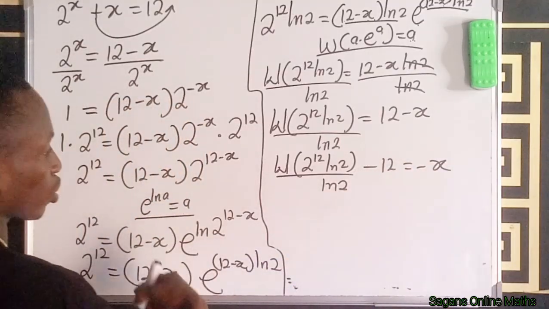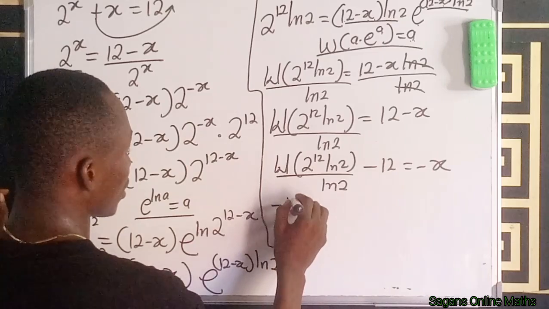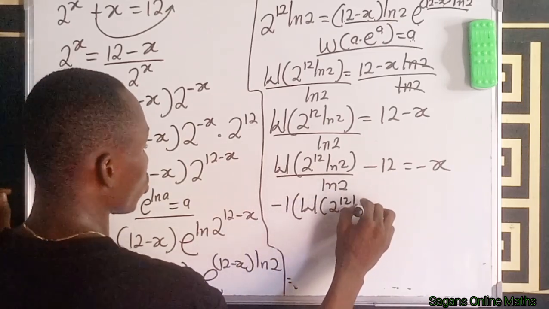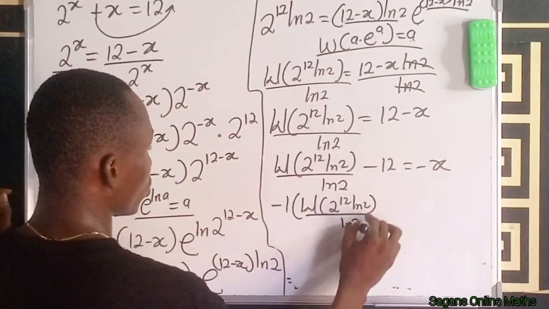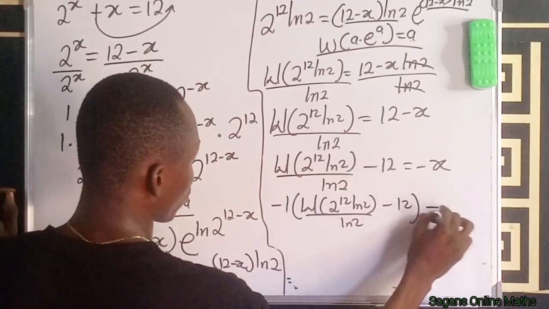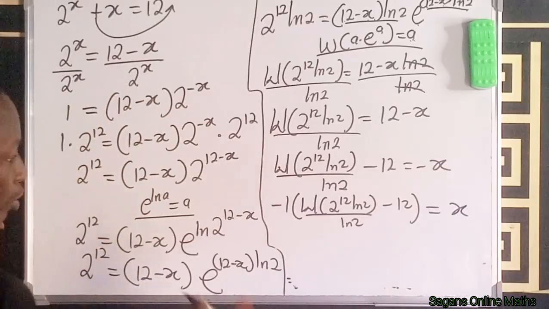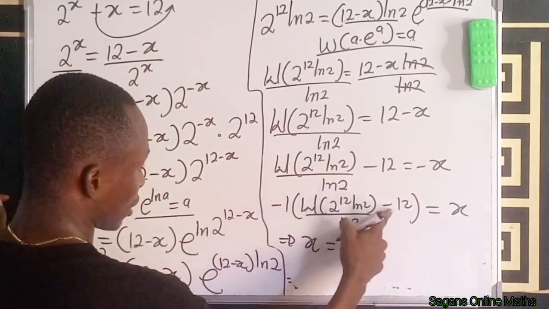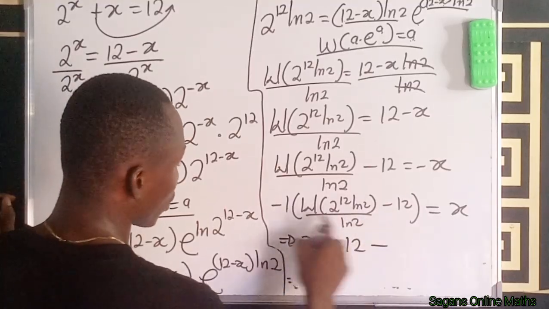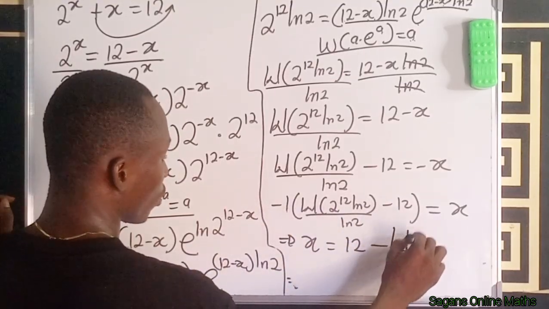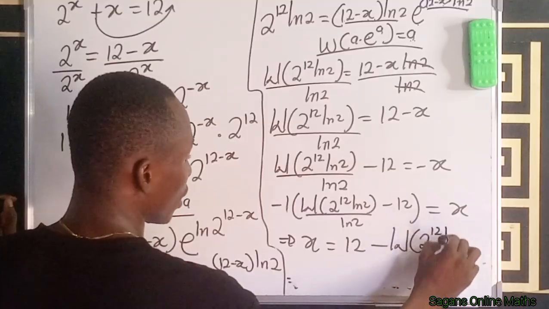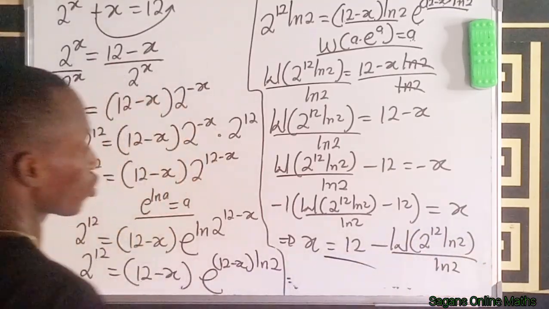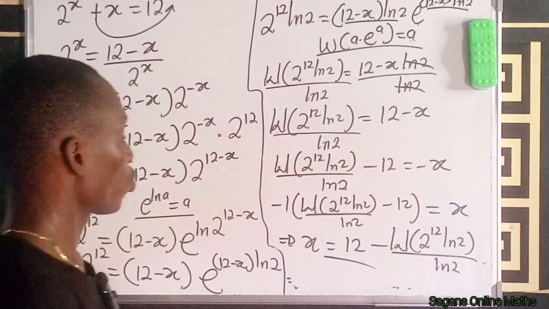So multiply both sides by minus 1, we'll see that minus 1 times the W function of 2 raised to the power of 12 ln 2, then divided by ln 2, minus 12, is equal to x, because we multiplied both sides by minus 1, right? So this implies that our x will be equal to minus times minus 12 gives us plus 12, minus, because this times gives us minus, the W function of 2 raised to the power of 12 ln 2, then all divided by ln 2, and this is a beautiful solution to this particular question.